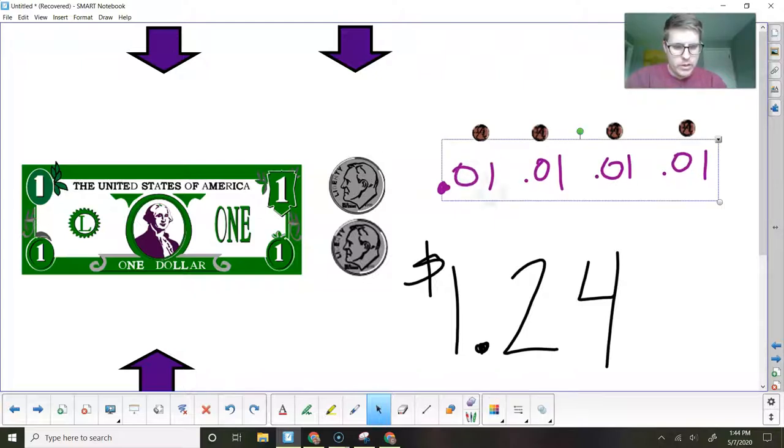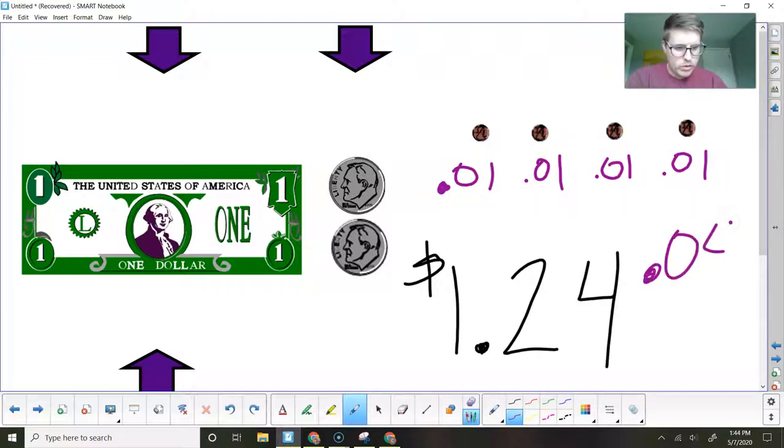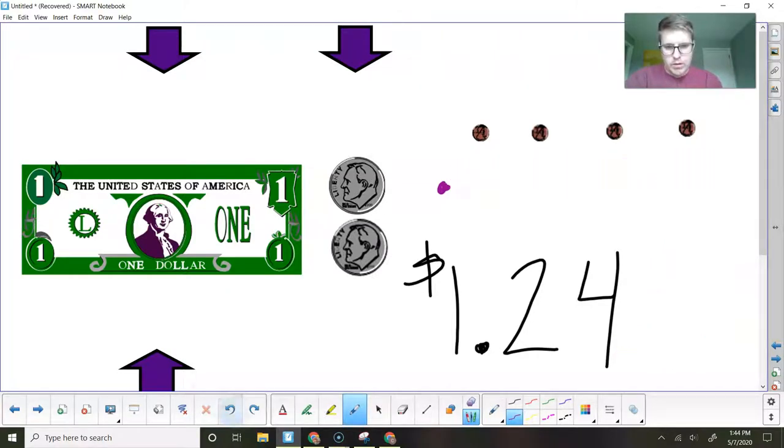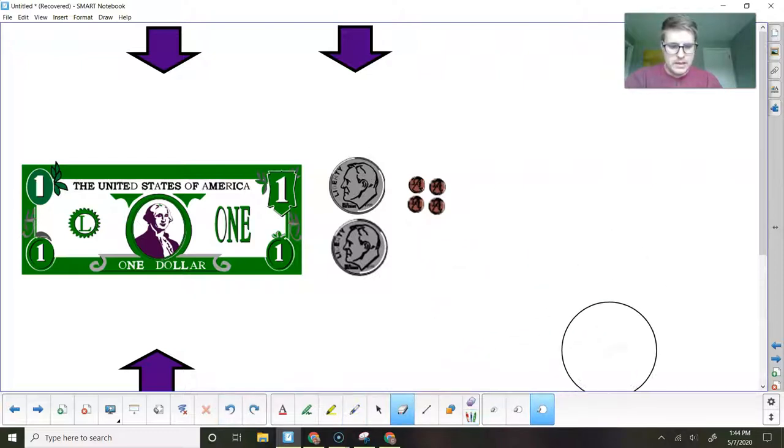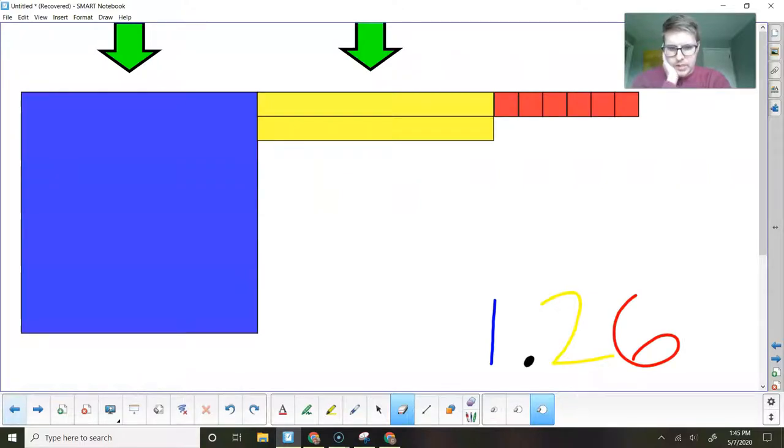Let's see if I can add those up. So I've got 1, 2, 3, 4, 0.04, which is equal to the 4 in the hundredths. So money, we always are working with tens, hundreds, which are decimals. All right, so we're going to do some more money examples here in a second. I wanted to show you a model of a decimal using the fraction strips.